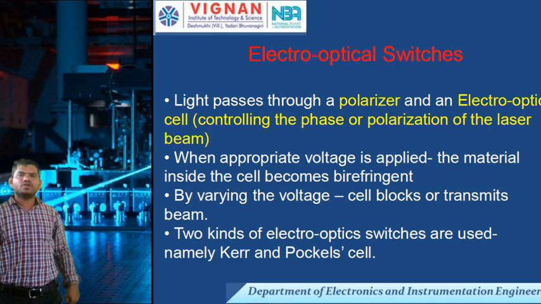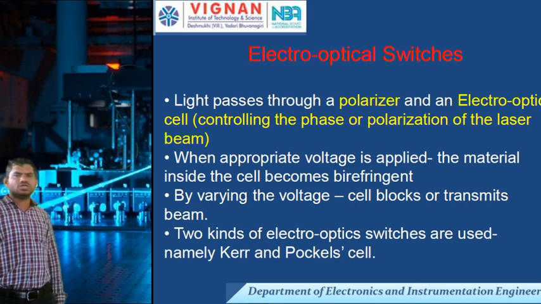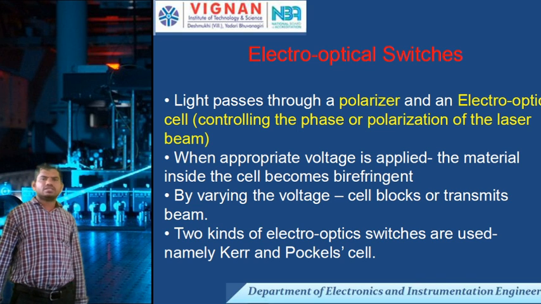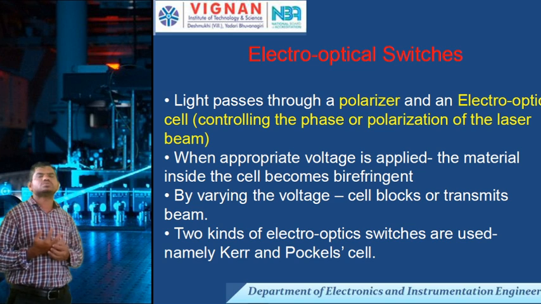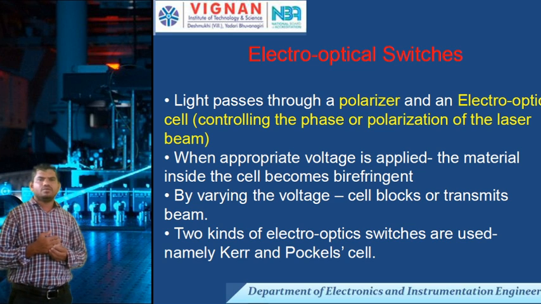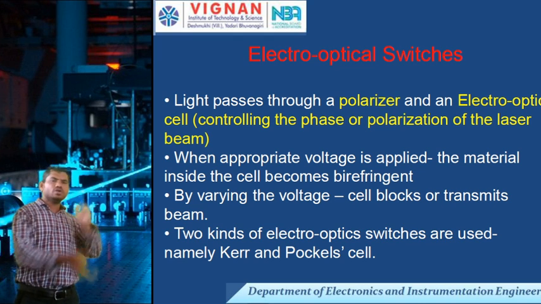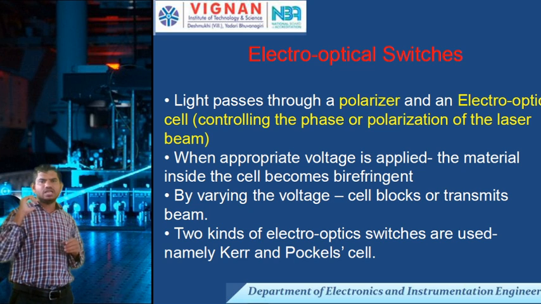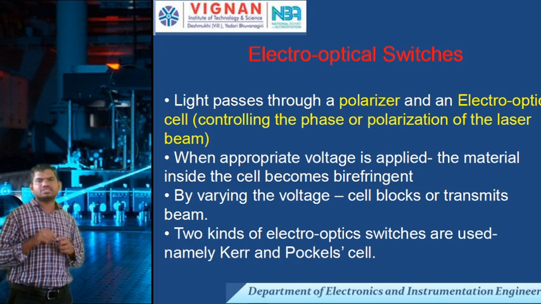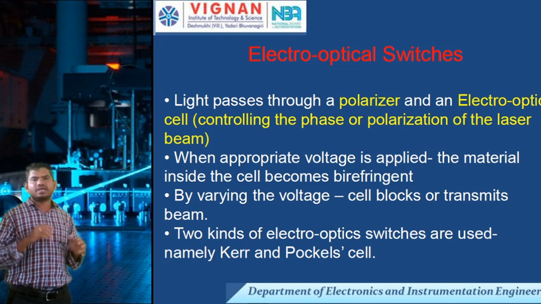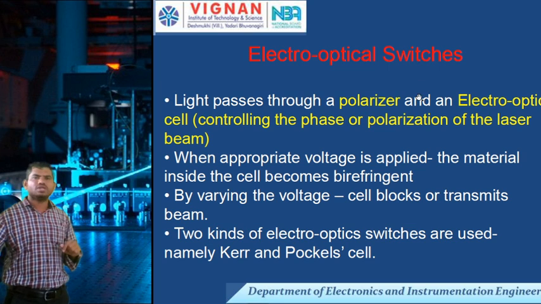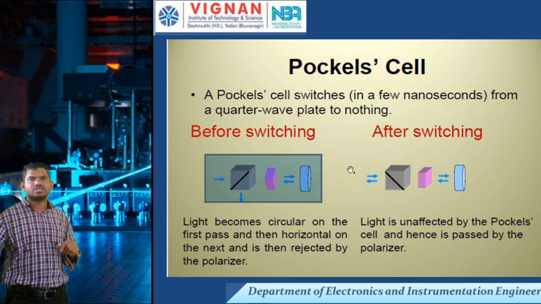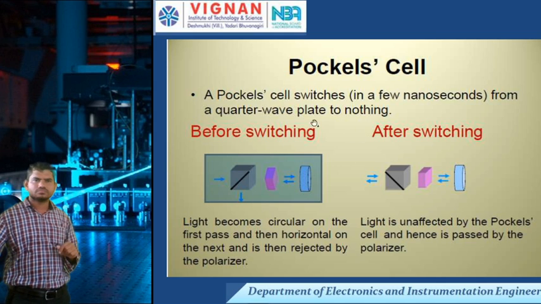When appropriate voltage is applied, the material inside the cell becomes birefringent. By varying the voltage, the cell blocks or transmits the beam. Two kinds of electro-optic switches are used, namely Kerr and Pockels cells. Here this is the Pockels cell. After the Pockels cell, we are getting the laser beam output here.